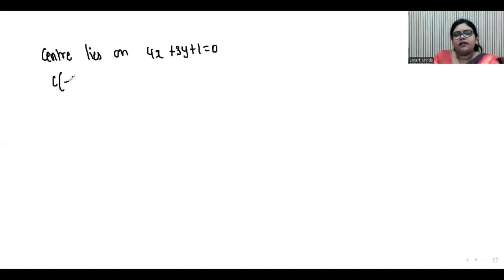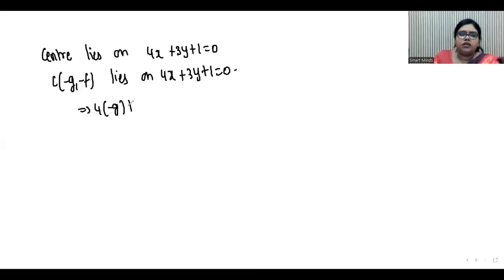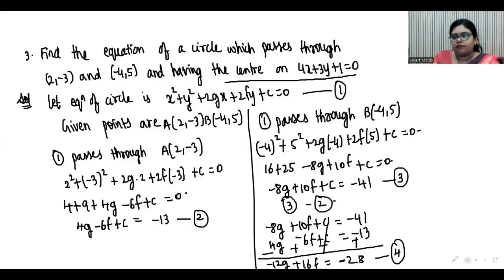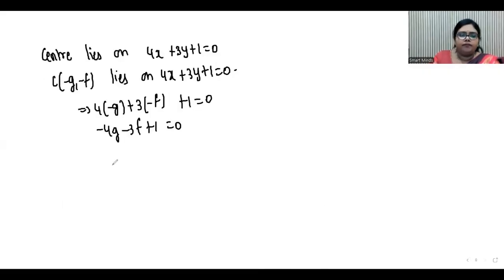But we know that the center is minus g comma minus f. So minus g comma minus f lies on 4x plus 3y plus 1 is 0. So you will get 4 into minus g plus 3 into minus f plus 1 is 0. So minus 4g minus 3f plus 1 is equal to 0. Let us take it to the other side. So 4g plus 3f is equal to 1. This is equation number 5.